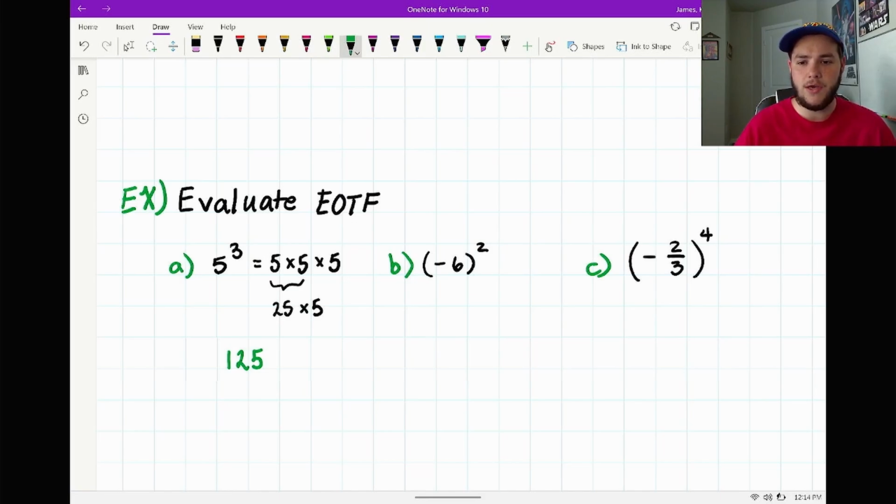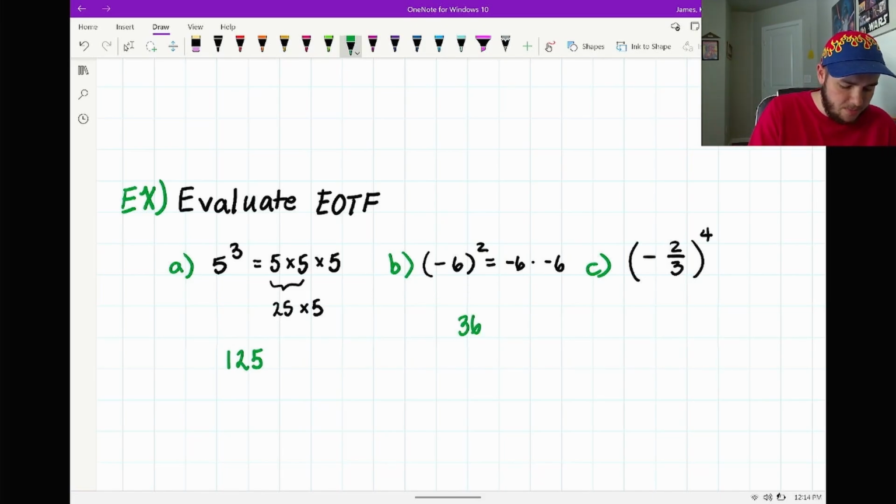Now, things get tricky when you start throwing negative numbers into the mix, because this idea of repeated multiplication still stands. Let's take a look at part B. In part B, we have (-6)². Because the negative sign is included in those parentheses, this means negative 6 is the thing being multiplied by itself. Two negatives, we just learned, make positive. So my answer should be positive 36.